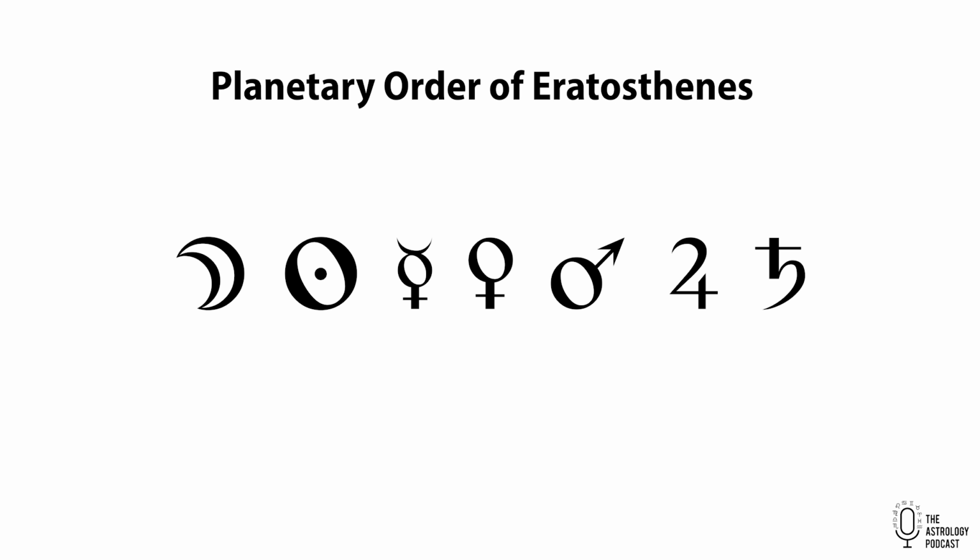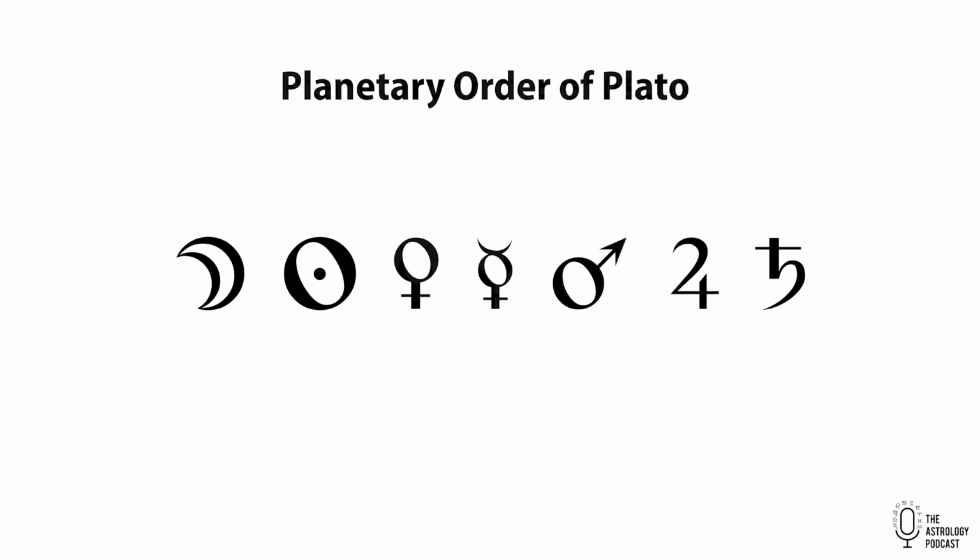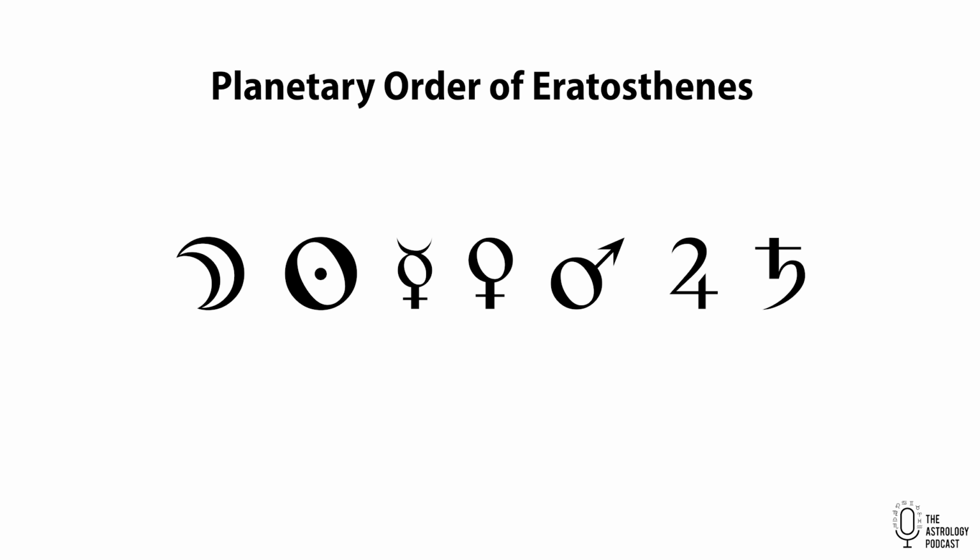So what's important here basically is that he's taken the planetary order of Plato and he's inverted the positions of Mercury and Venus so that now Mercury follows after the Sun and then Venus follows later rather than the reverse order as Plato had it.